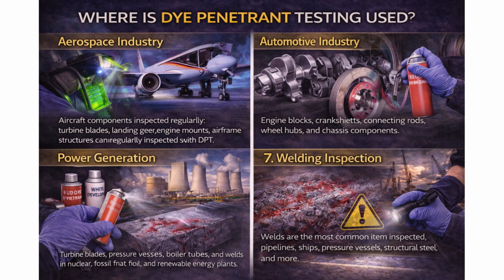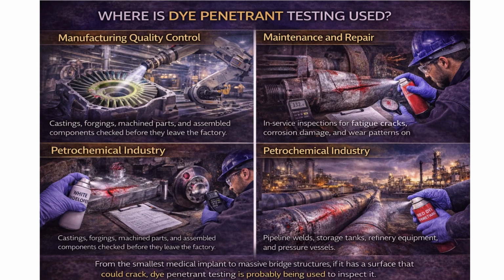Power generation. Turbine blades, pressure vessels, boiler tubes, and welds in nuclear, fossil fuel, and renewable energy plants. Welding inspection. Welds are the most common item inspected using liquid penetrant examination. This applies across all industries: pipelines, ships, pressure vessels, structural steel, and more. Manufacturing quality control. Castings, forgings, machined parts, and assembled components are checked before they leave the factory. Maintenance and repair. In-service inspections for fatigue cracks, corrosion damage, and wear patterns on critical components. Petrochemical industry. Pipeline welds, storage tanks, refinery equipment, and pressure vessels.